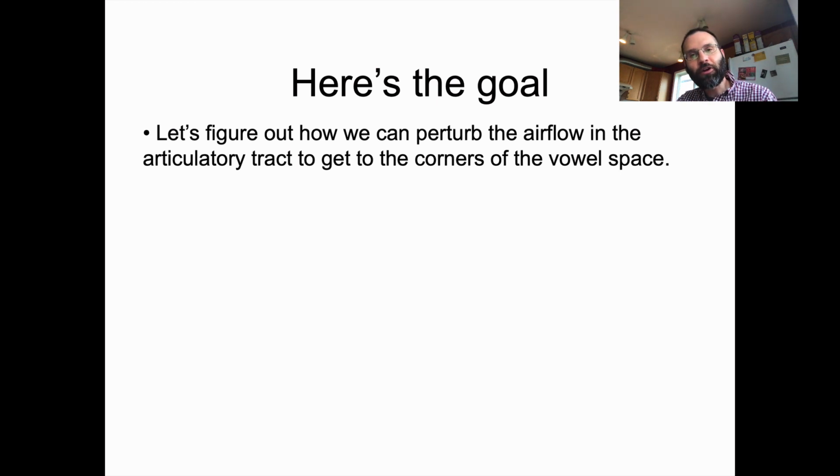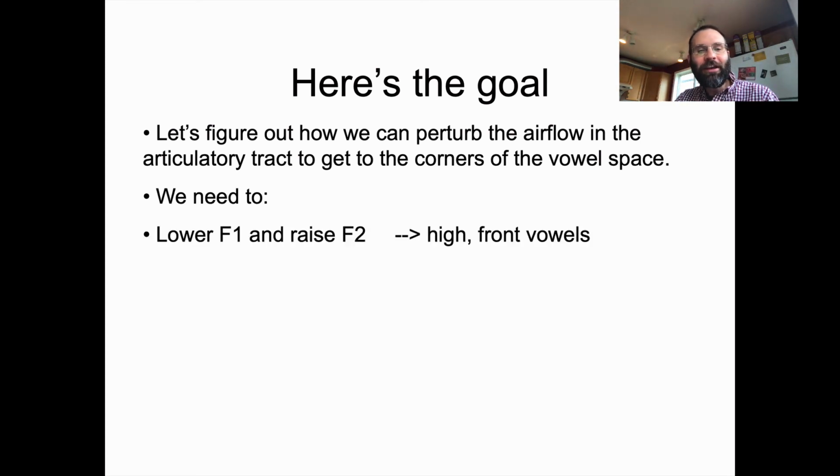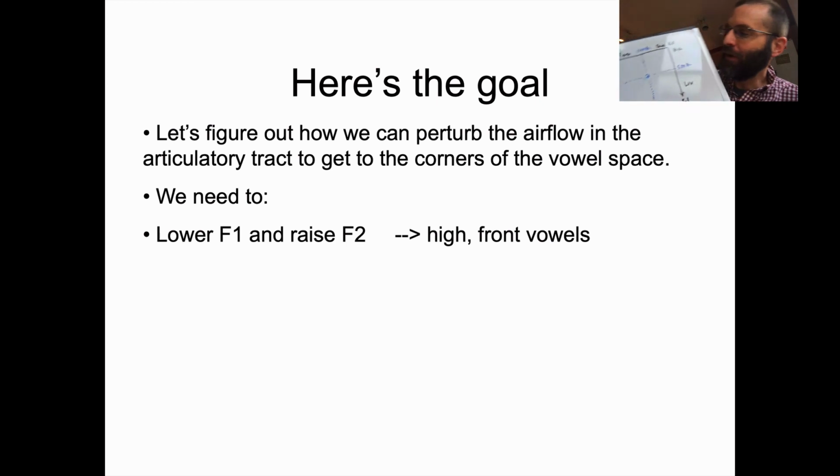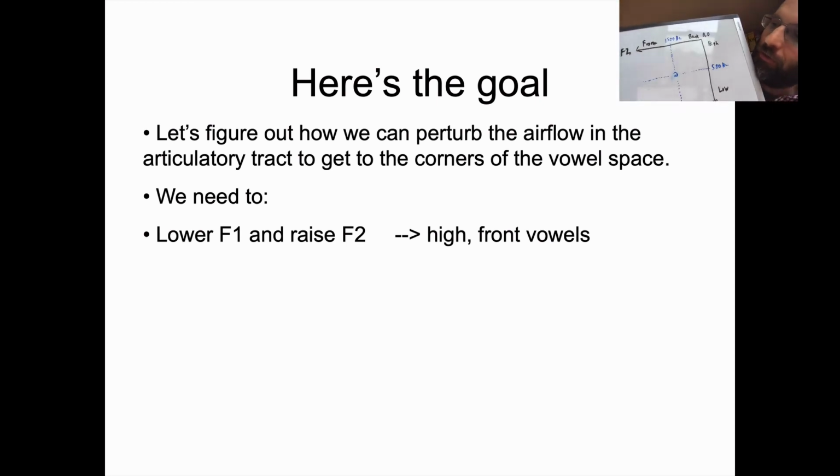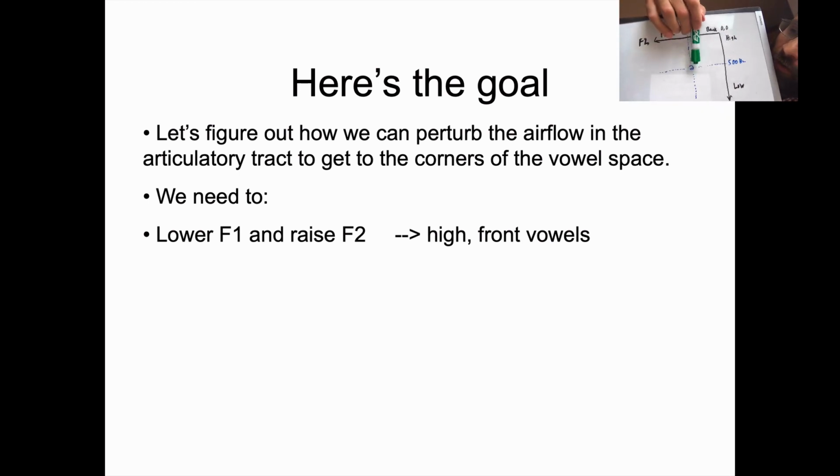So yeah, here's the goal. Let's figure out how we can perturb the airflow in the articulatory tract to get to the corners of the vowel space, the four corners. To do this, we have to move in four different directions. I'm going to try to show this on the slide and on my little board as well. We want to move to a high front position, and our default is schwa, right? So to get to a high front position, we have to get higher F2 and lower F1.